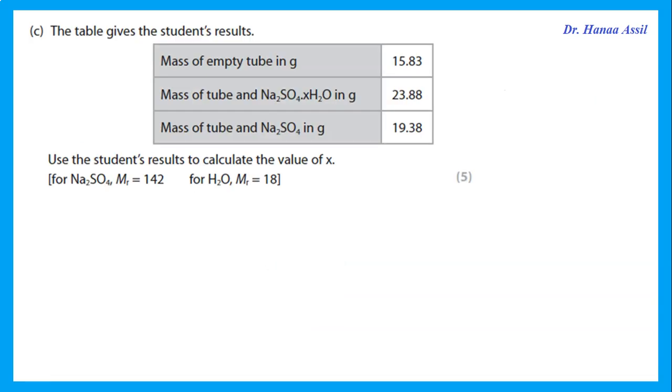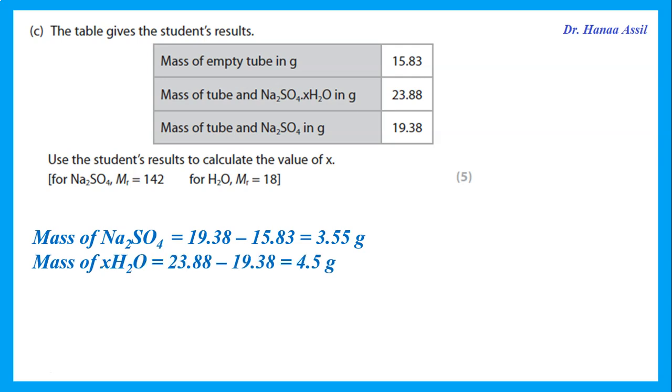The table gives the student's results. Use the student's results to calculate the value of X. So how do we calculate the value of X? Well, we get the mass of the sodium sulfate alone. So the table has the mass of the empty tube and the mass of the tube plus sodium sulfate after we heated it. That is 19.38 minus the empty tube. So this is the mass of the sodium sulfate alone without the water.